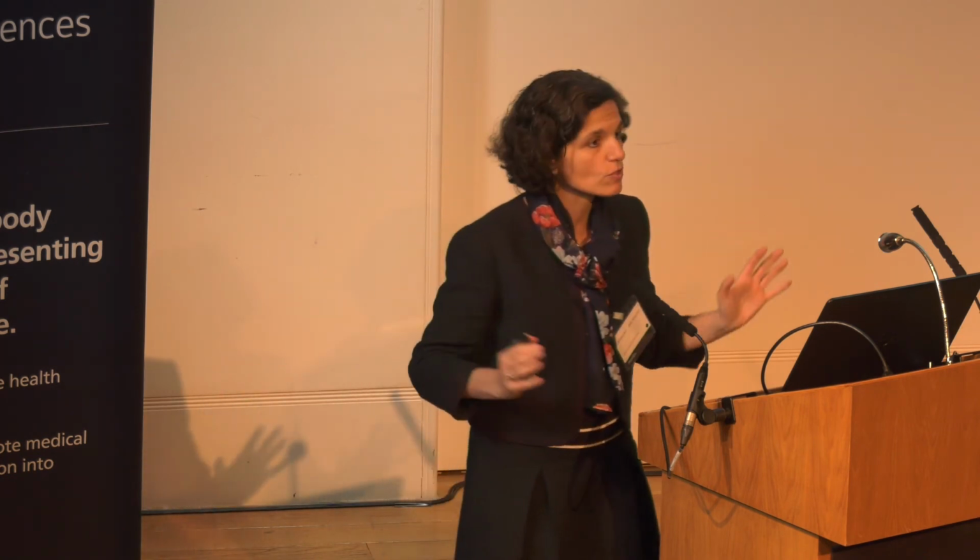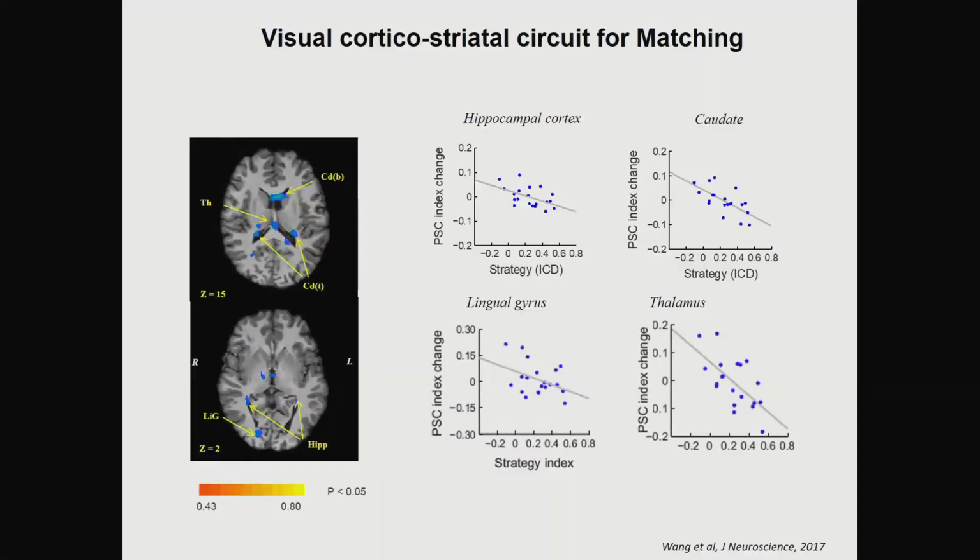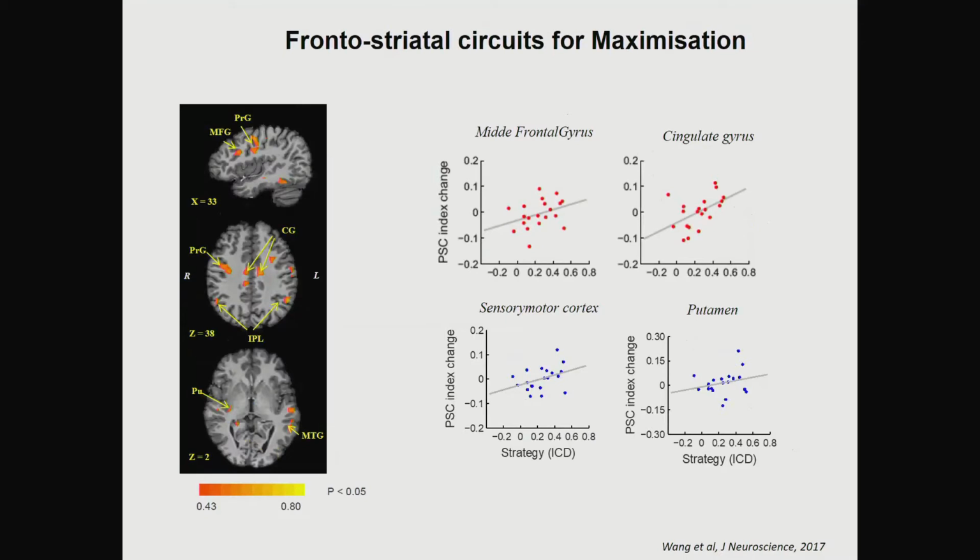These are the same individuals. We did not know how they approached their strategy. We modeled their behavioral data, and then we used the parameters from these models to analyze the brain data. What we see is that when our individuals are using a matching strategy, we recruit the hippocampal visual circuit, while when individuals are using a maximizing strategy, they use frontostriatal circuits. We see this in functional brain imaging studies. We also see it in connectivity studies.